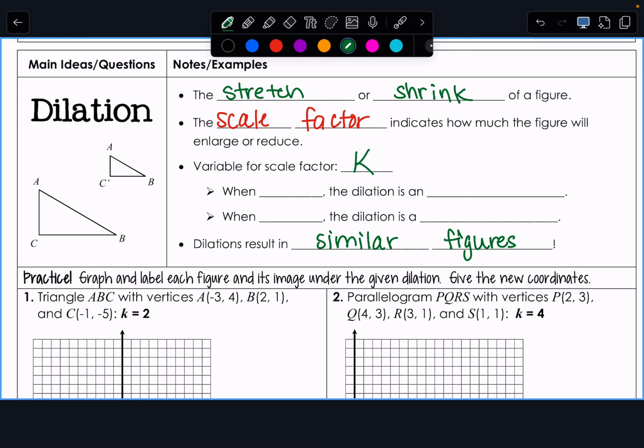Don't ask me why it's the letter K. I have no good reason for you. I'm sure there is one. I just don't know what it is. But K is our scale factor. K for constant. Constant's not spelled with a K, just so you know.